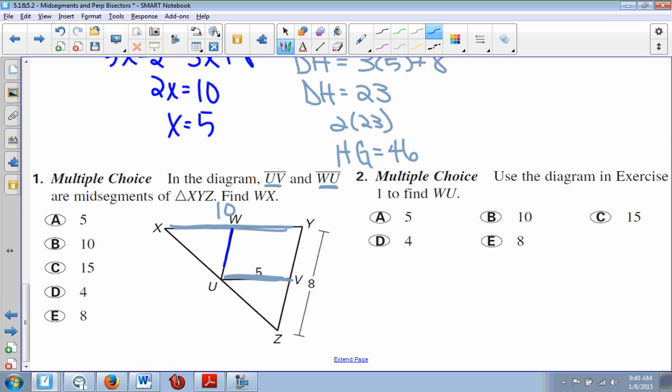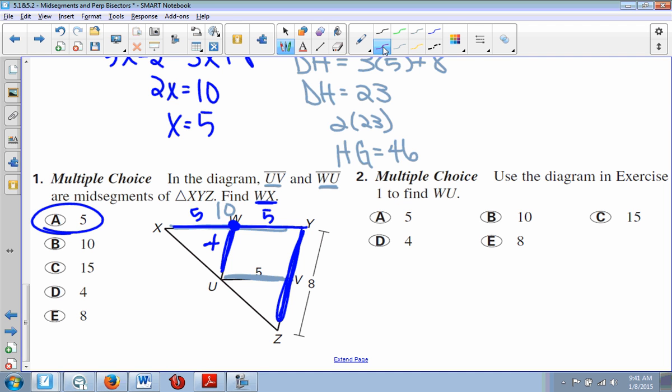If WU is a midsegment, this third side is 8, which means this piece would be half of that, which is 4. And in the problem, it says, find the length of WX. Well, if WX is all the way across 10, W is the midpoint, meaning that each side of this would have to be 5. So there's your answer choice, letter A.